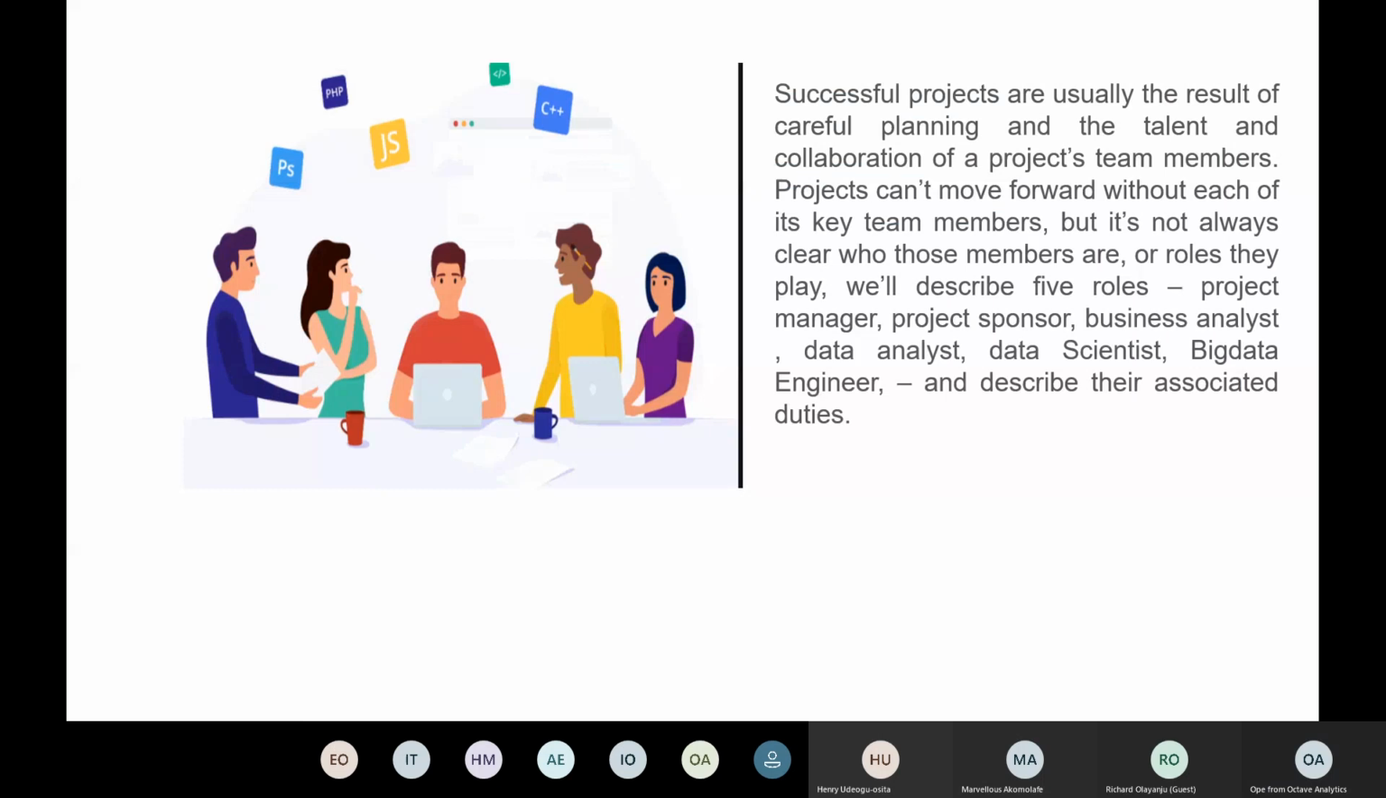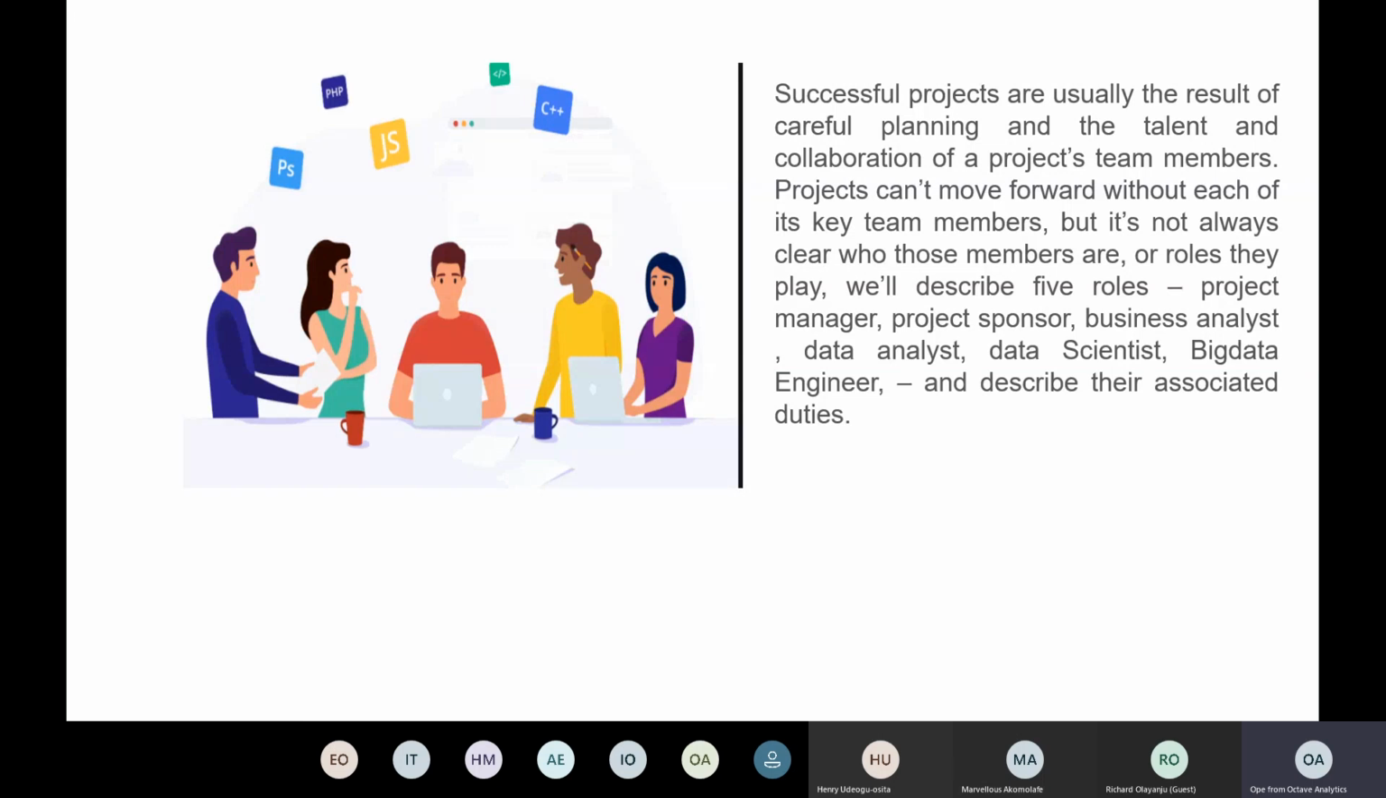So successful projects are usually a result of careful planning, and we've looked at various methods of planning a project. And the talent are the people resource. There's no project without people. There's no project without those that will do the work. You can have all the paperwork, all the best planning, but if you don't have the right set of people with the right mindset, the project is likely to fail.